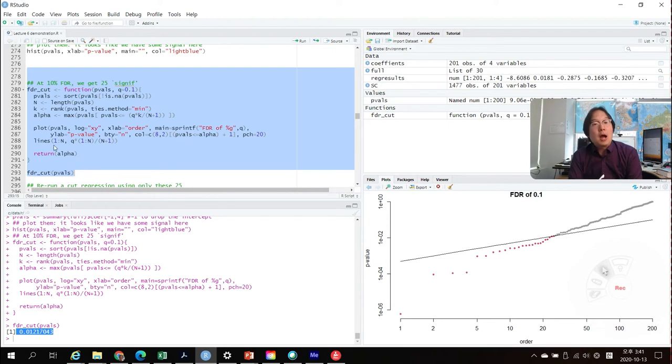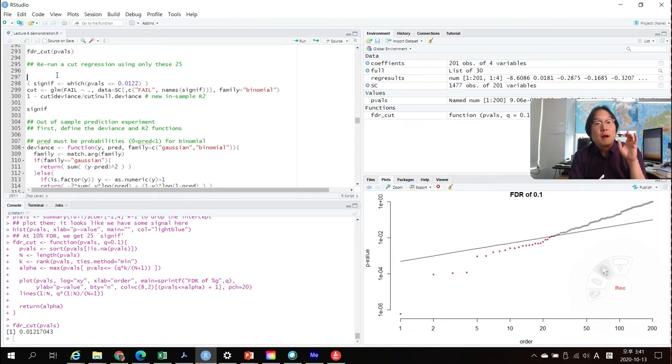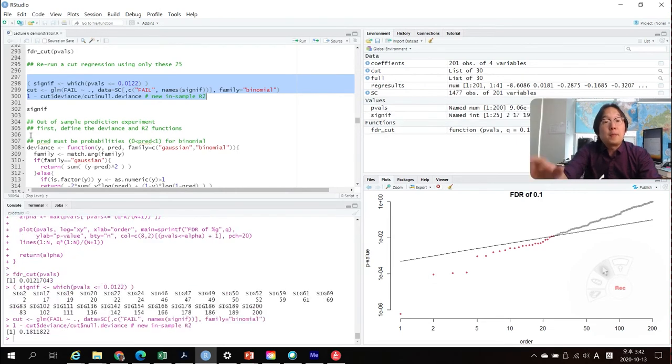20 and 200 are a 10 times difference, but the distance is the same, right? And then we move down and rerun a cut regression using only these 25. So forget about the rest of them, okay? Let's run this regression with these supposedly important variables, whose p-value is less than 0.01217, or 0.012 over here, okay? And then we call them significant variables, and we're going to run a regression of failure based on this data of SC, the same SC, but here the names should be in the significance set over there, all right?